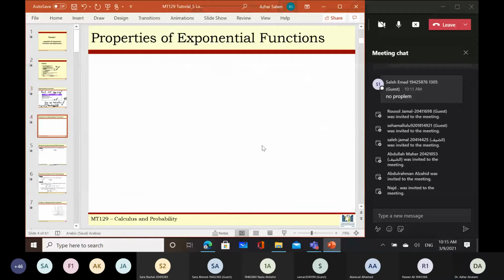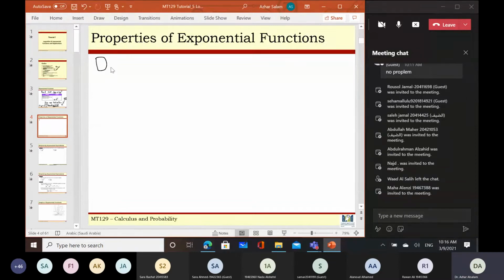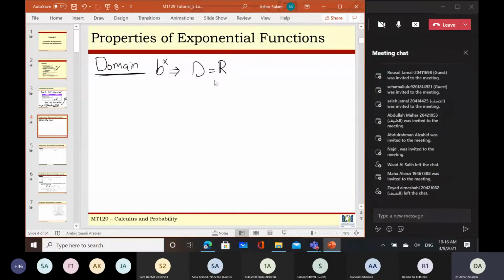Okay, now for some properties of the exponential function. The most important property is the domain. What's the domain for the exponential function b to the power x? The domain is actually all the values in R. All the values in R are accepted and defined for the exponential function. This is the first property. This is not mentioned in your slide.